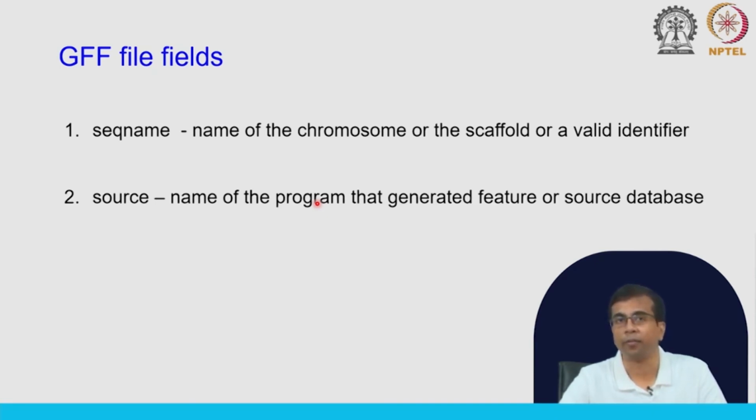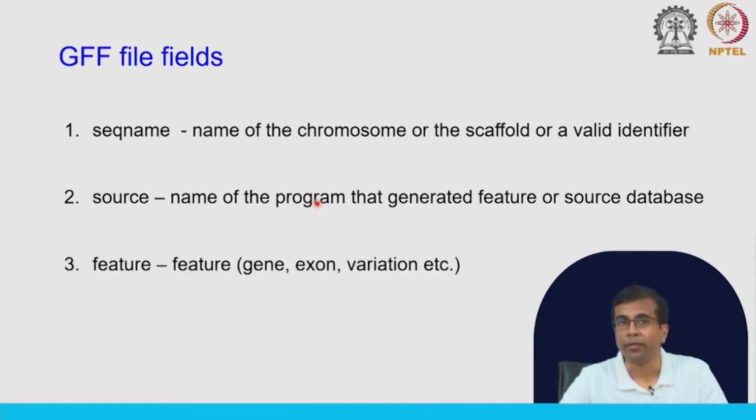This is the name of the program that generated that feature or the source database. Here in this example you can see it is the RefSeq database, from which we obtained the GFF file. The third one is very important, the feature itself. What is this feature we are talking about? Is it a gene? Is it an exon? Is it a variation? What type of feature are we looking at? We will look at the example again and you will probably understand this better.